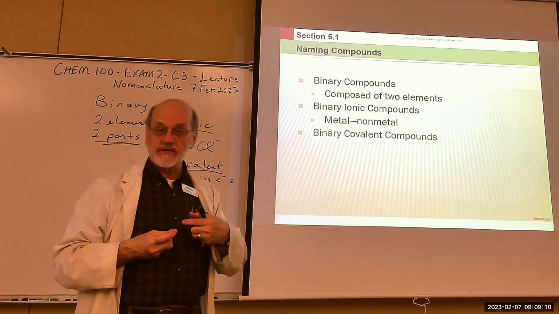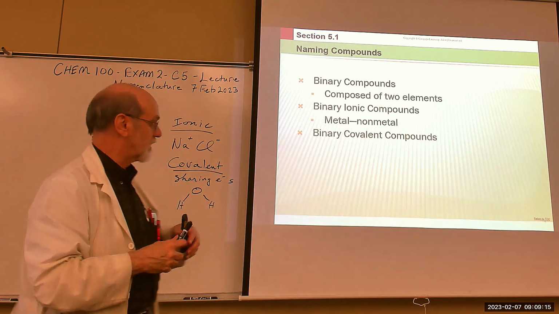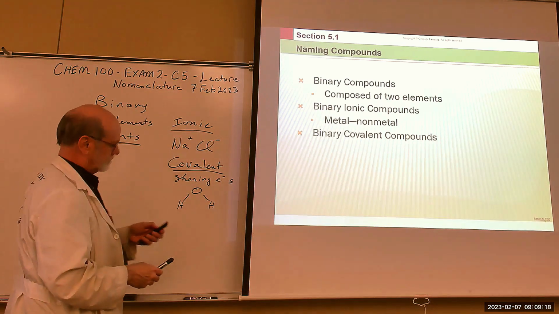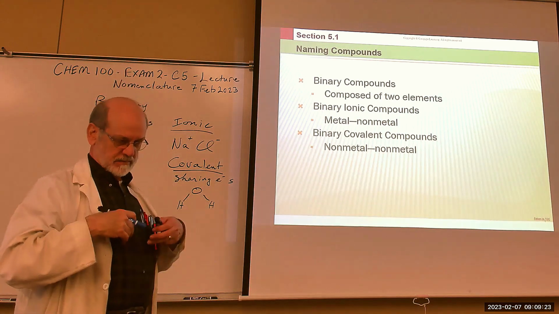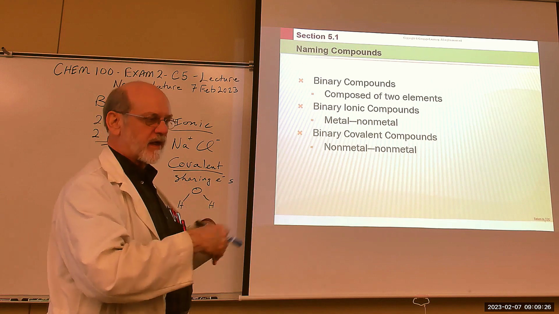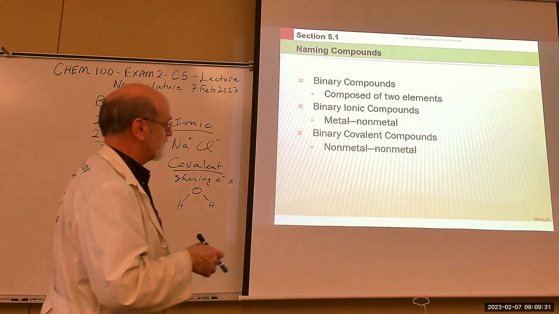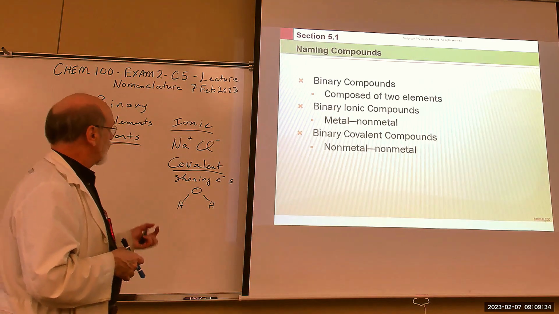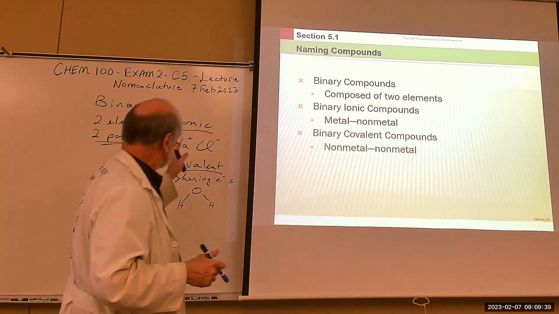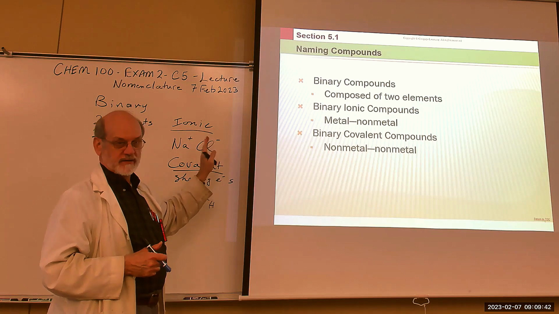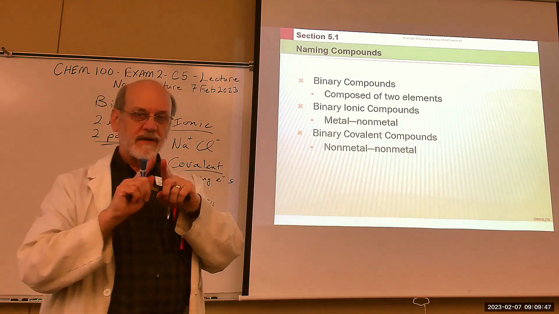There are naming conventions for the binary ionic compounds and the binary covalent compounds. We're going to go through them step by step so that you see a logical pattern and an organization that'll make it easier to memorize the rules for naming these compounds. The ionic compounds are always formed between metals and nonmetals. The first one is a metal, the second one is a nonmetal, always. Whereas covalent compounds are always formed between 2 nonmetals.